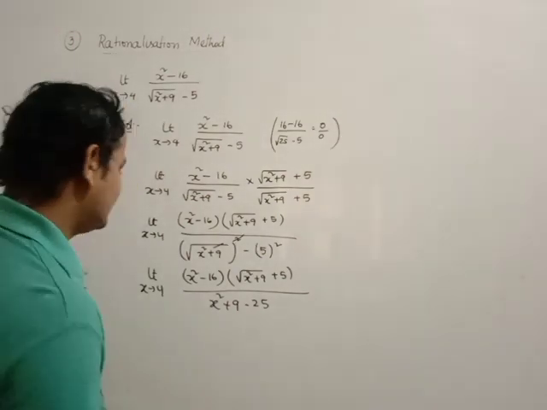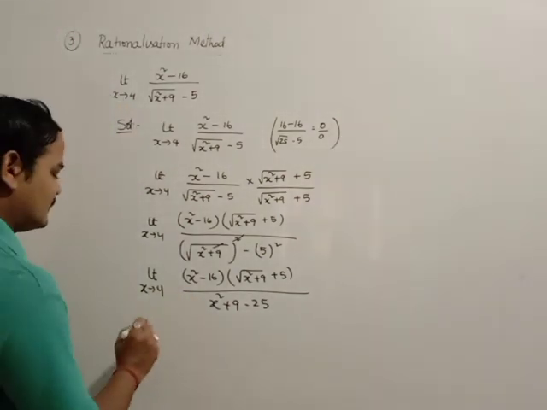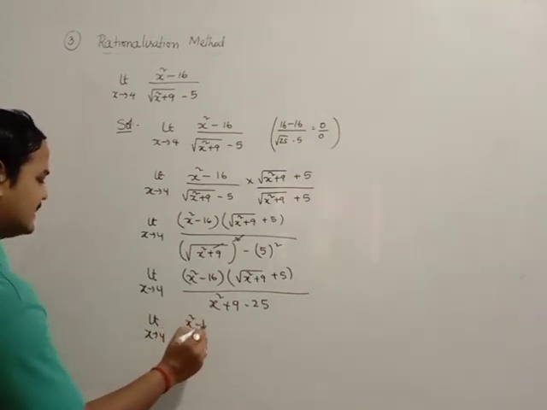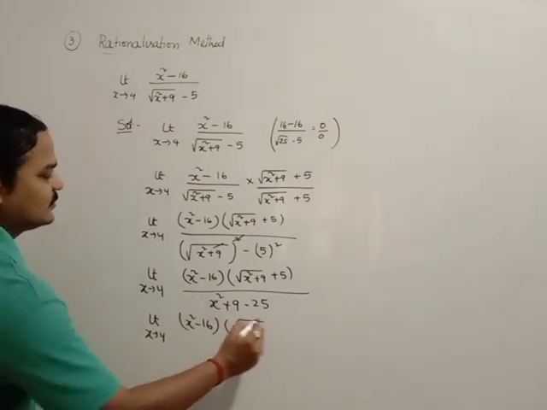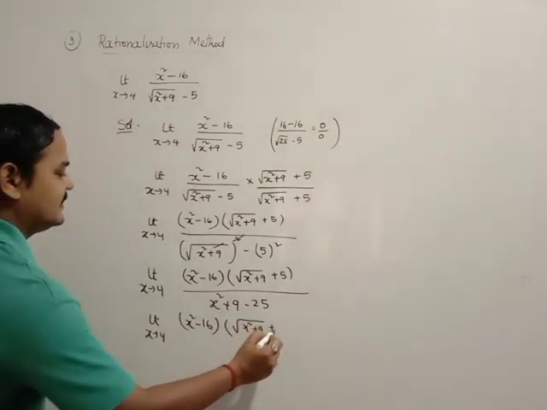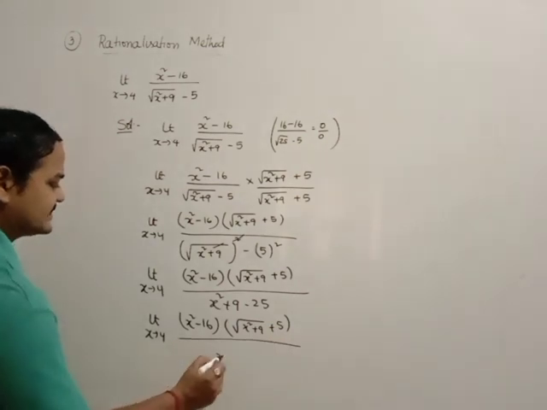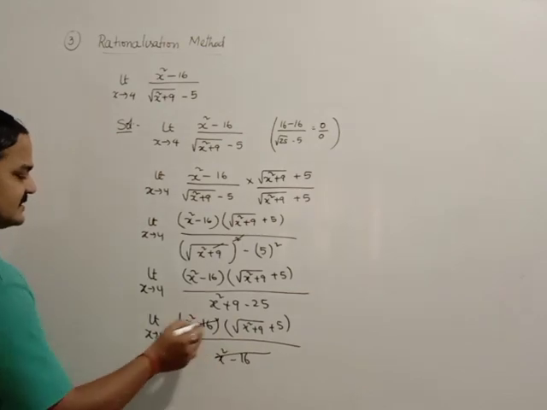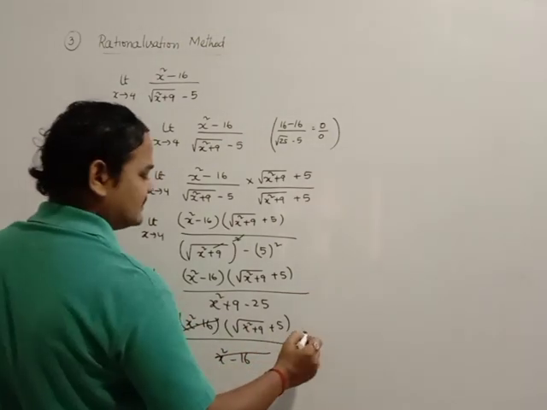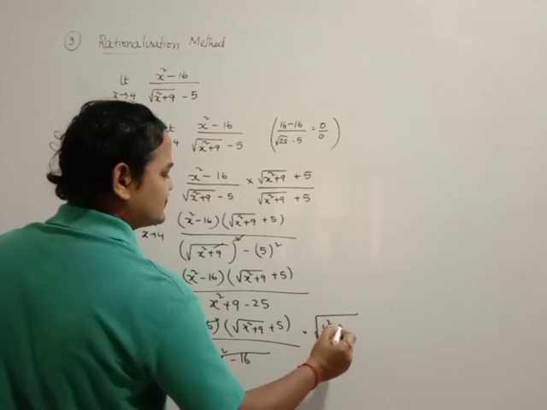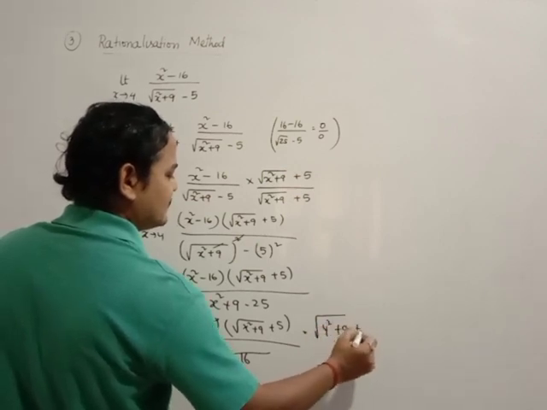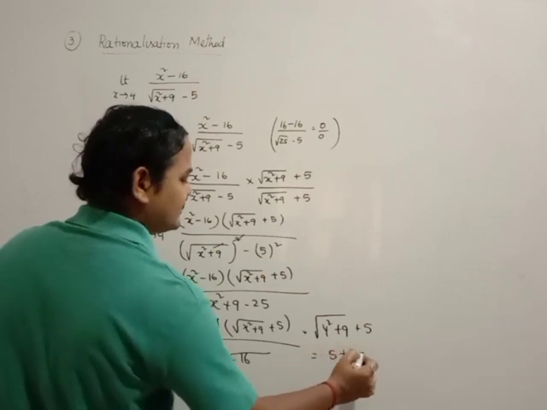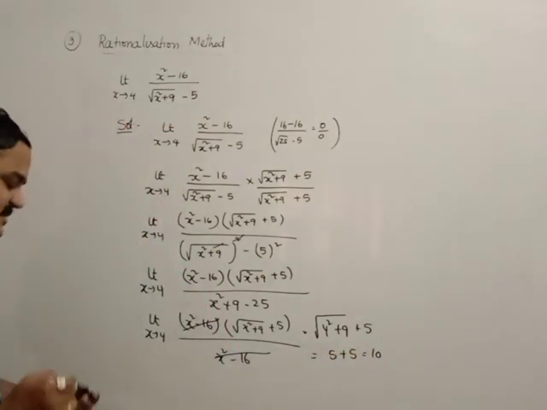So limit x tends to 4, (x² − 16)(√(x² + 9) + 5) by (x² + 9 − 25), which is x² − 16. So this x² − 16 cancels. Now go for substitution: √(4² + 9) + 5, that is √25 + 5, which is 5 + 5, equal to 10.